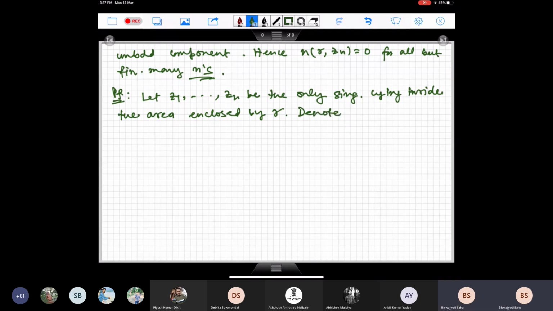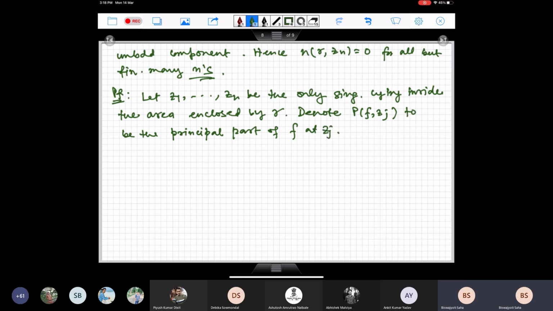So all these are singular points, and we know that these are isolated singularities. So we can write down the Laurent expansion of f around each point, and you know which part is responsible for zj being a singularity. That part is the principal part. So let me denote by P(f, zj) the principal part of f at zj.